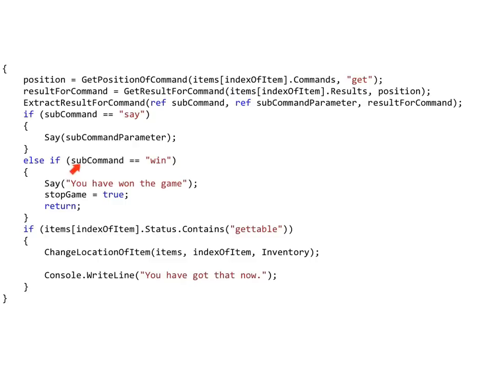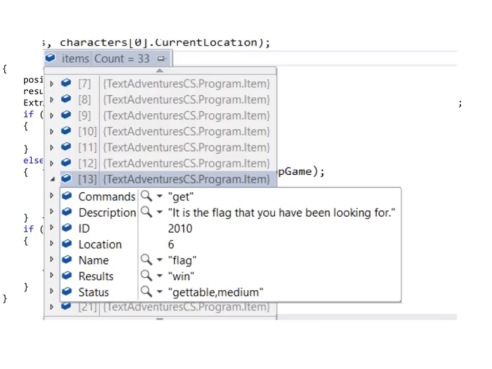So which item do we need to find that has a subcommand of win? Well, in the list of items in position 13, we've got an item there called flag, and it's got a get command, so it's an item that we can pick up, and the result of the get command is win. This is how you win the game, by finding and getting the flag. All you have to do is find it.